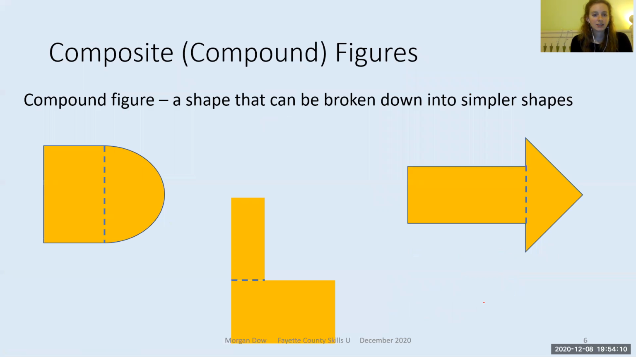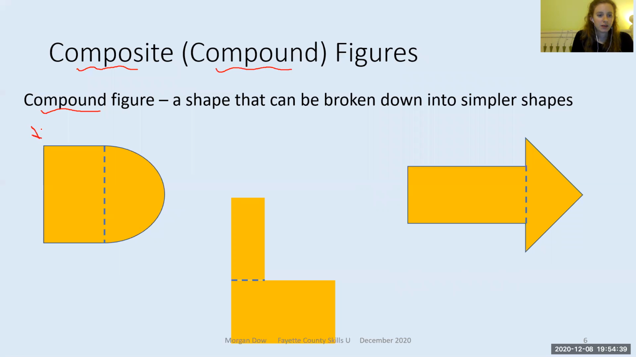All right, so next let's talk about composite or compound figures. These two words mean basically the same thing. A compound figure is a shape that can be broken down into simpler shapes. Or you can think of it as taking simple shapes to build something more complicated. So compound, you can think of it as complicated or complex because it's made up of smaller parts.